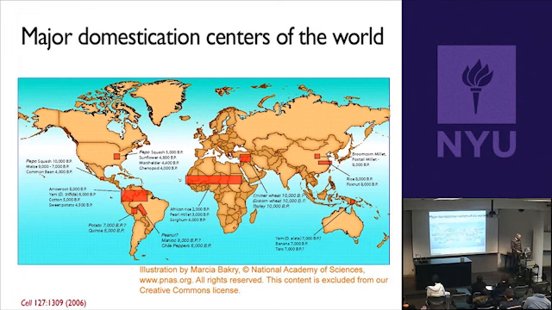In addition to all these plant species, animal species were also domesticated. We talked about the origin of dogs, the origin of cats. Also in the Fertile Crescent, you have goats, sheep, pig, cattle, domesticated for the first time, and these spread all over the world too.